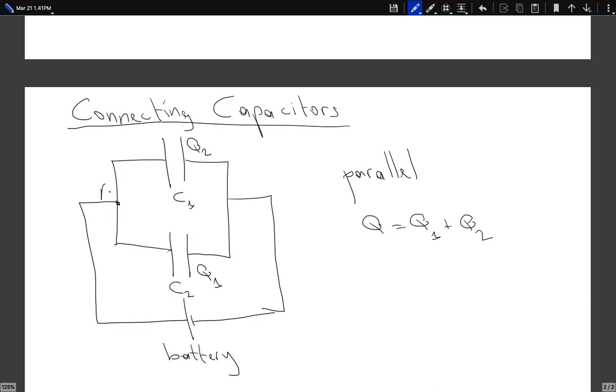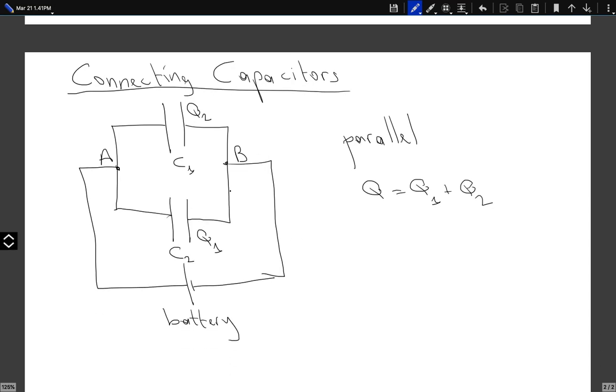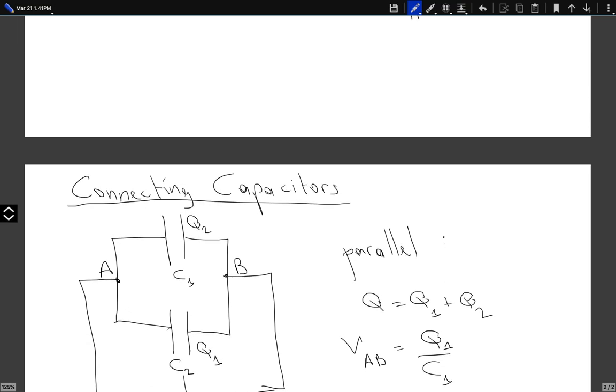So let me take this point A and this point B. On one hand, I know that since this is a capacitor, if it has a charge Q1, the potential difference across this capacitor should be Q1 over C1. On the other hand, this point has the same potential as this one because they are on the same conductor. The potential difference between these 2 points, if you calculate it across this capacitor, is just Q1 over C1.